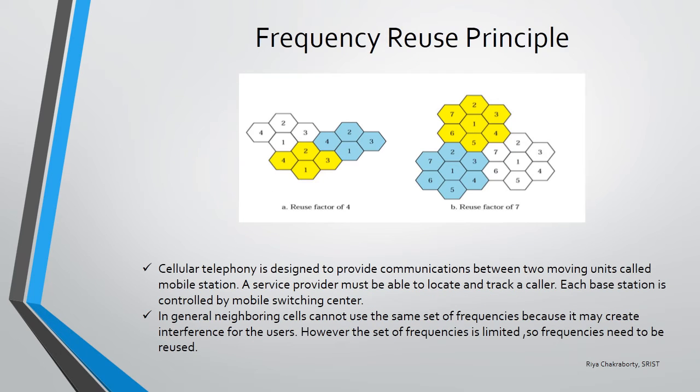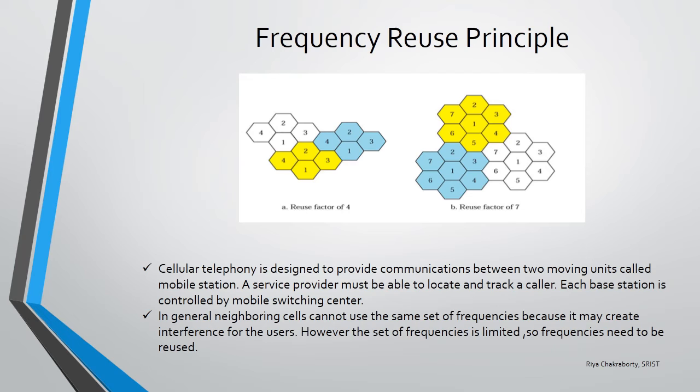So, what is the frequency reuse principle? In general, neighboring cells cannot use the same set of frequencies for communication because it may create interference for the users located near the cell boundaries. However, the set of frequencies available is limited. So, frequencies need to be reused because the availability is limited.